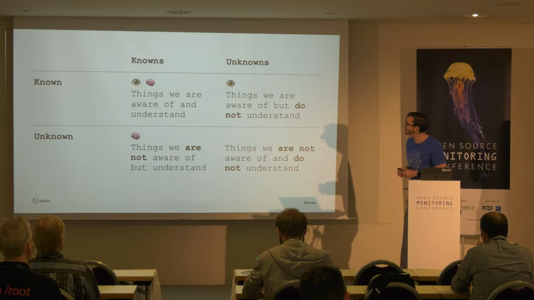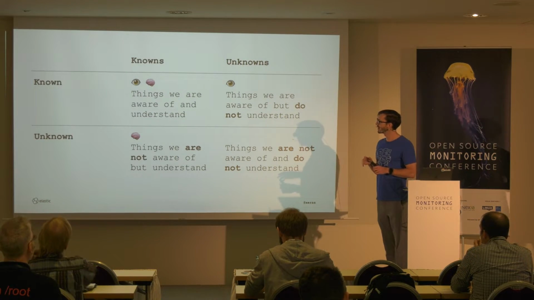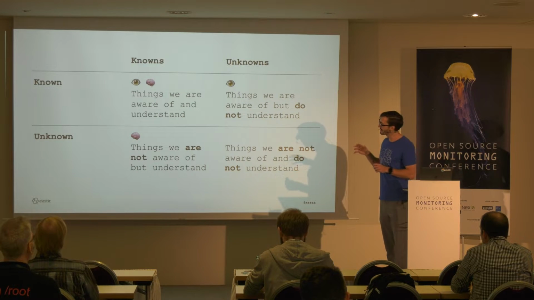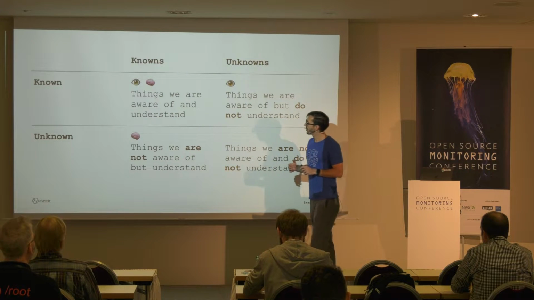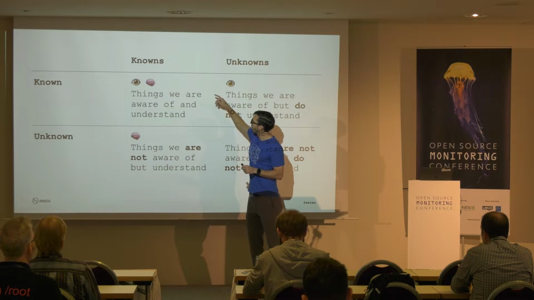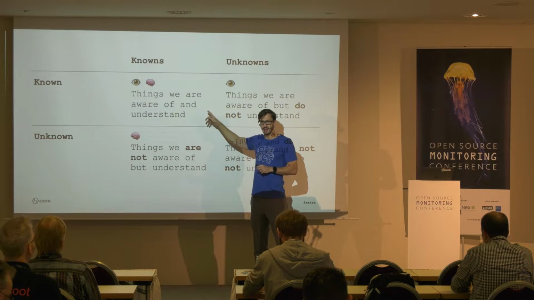Maybe you have seen this slide about known knowns and unknown unknowns, and there are basically 4 areas where you can be mentally. So the known knowns are things we are aware of and understand. Does anybody know what that could be?